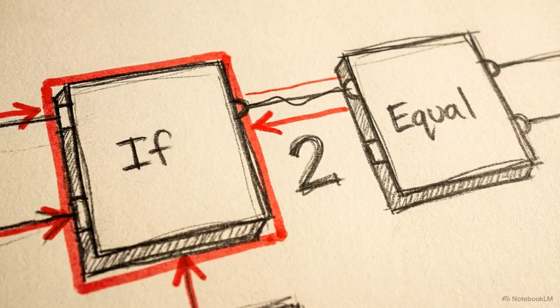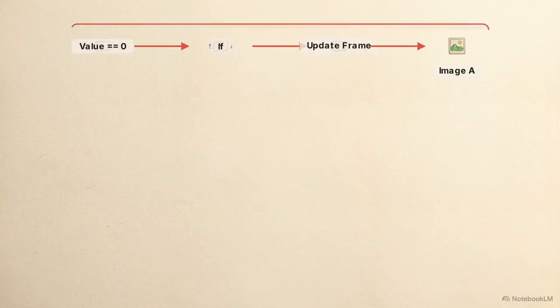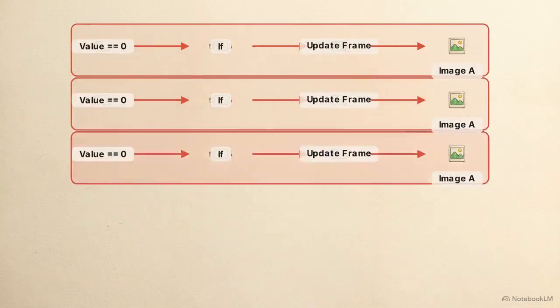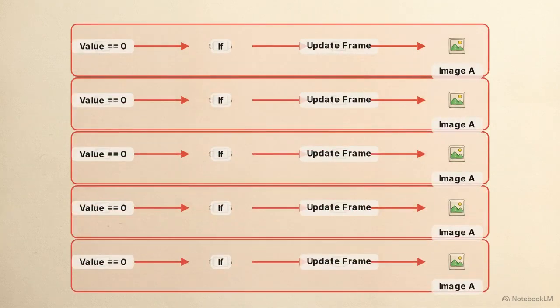To do this, we need an if node and an equal node. Together, they act as a gatekeeper, checking which number is currently active. For our first image, we script the logic. If the value equals 0, then show image A. Instead of building this manually, highlight that entire node stack and duplicate it 4 times.